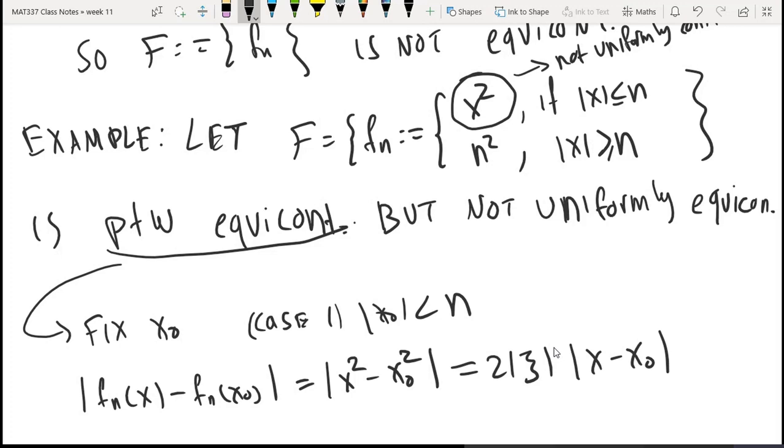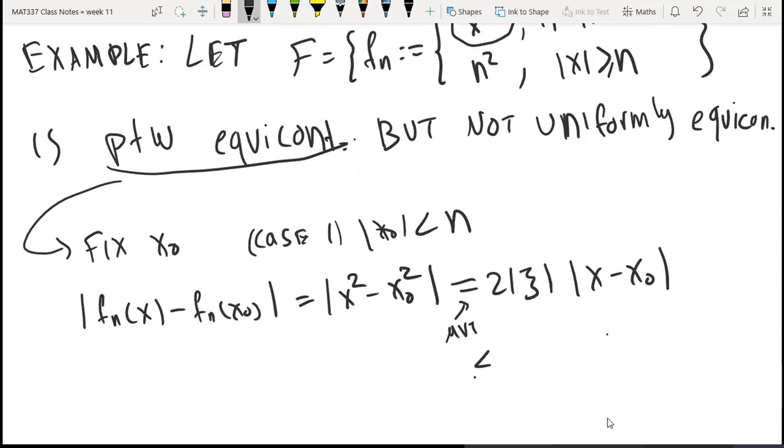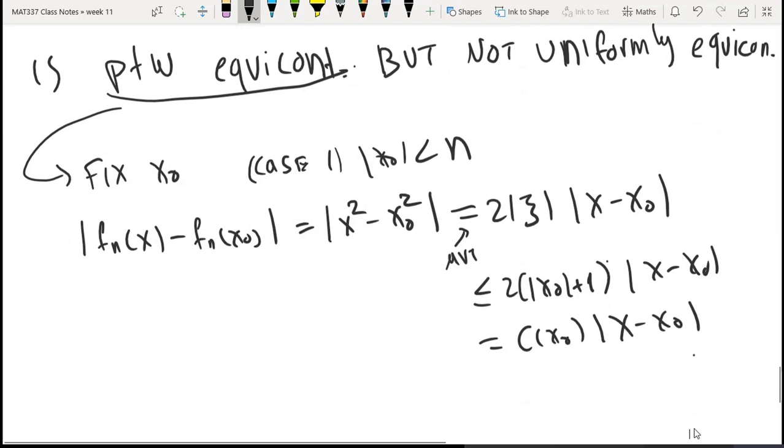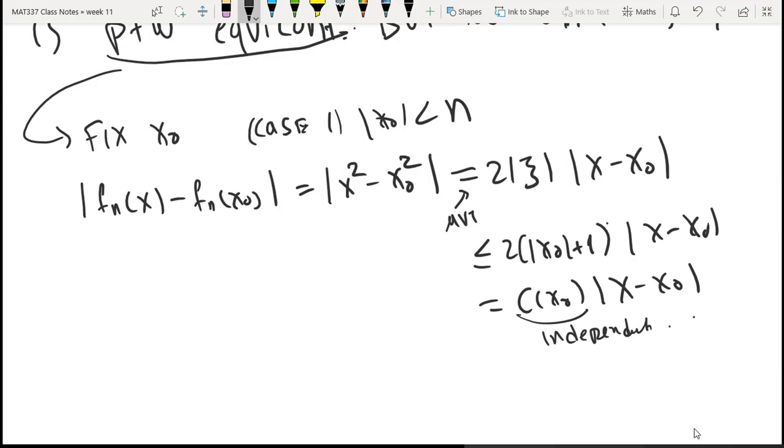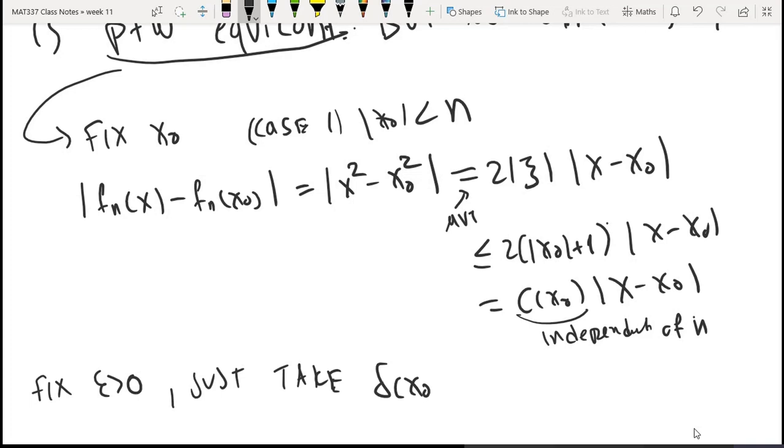So this is MVT, and then just take the bound. My bound was x naught plus 1. Long story short, you have a constant C_x0 which depends on x naught and is independent of n. So if you fix epsilon, just take delta to be epsilon over that constant. Is that okay? So you are pointwise equicontinuous.